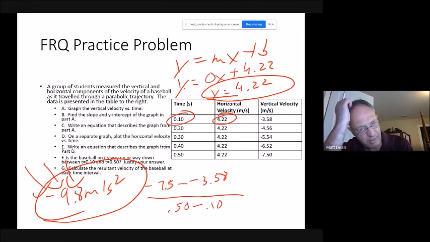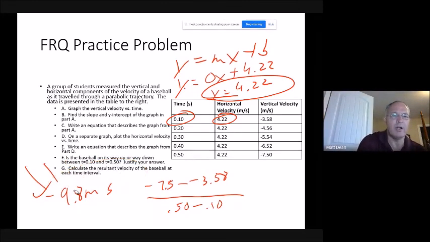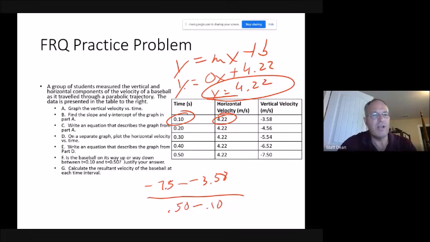All right, and then finally, is the baseball on its way up or down between t equals 0.1 and t equals 0.5? And justify your answer. So to know if it's on its way up or way down, we need to look at the vertical velocities. Notice that the vertical velocities are negative during that whole time interval. A negative vertical velocity means down. Also notice those vertical velocities are getting bigger. The speed is getting bigger as we go down the time column.